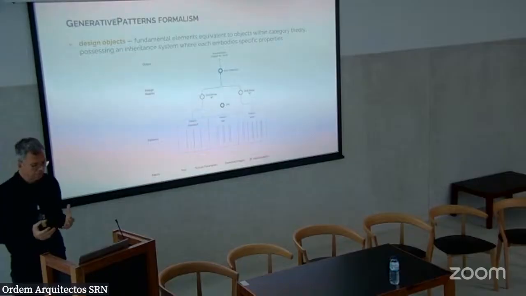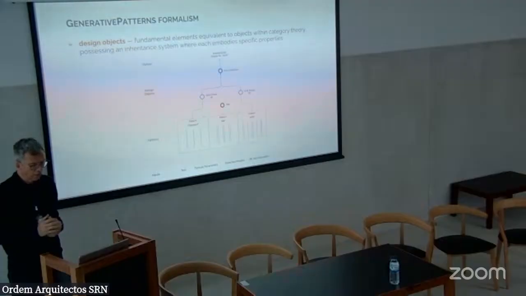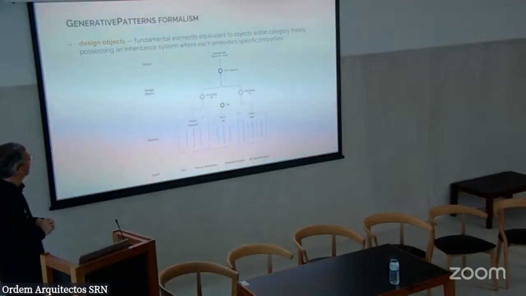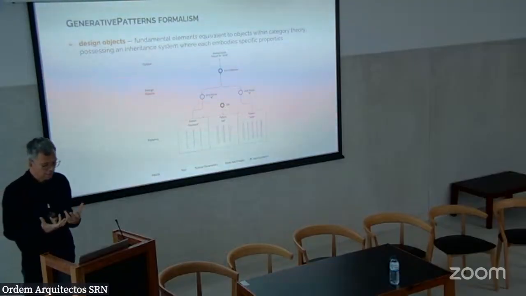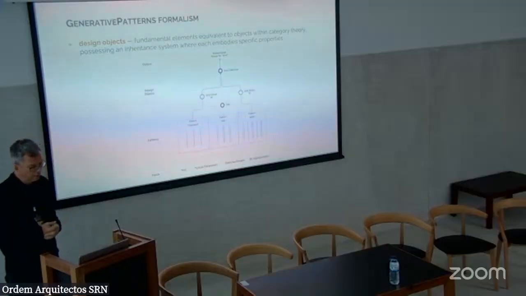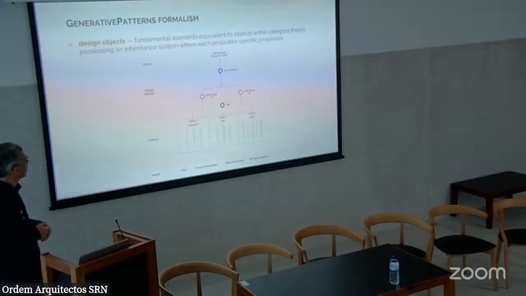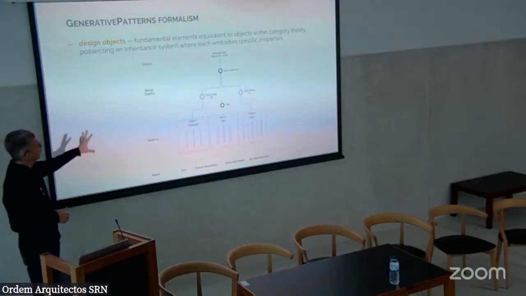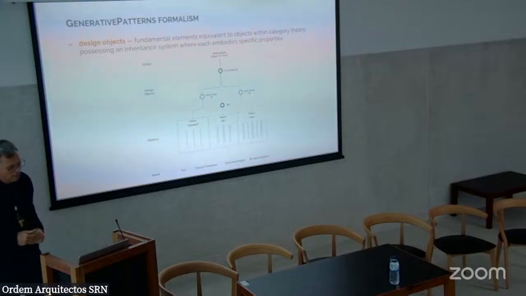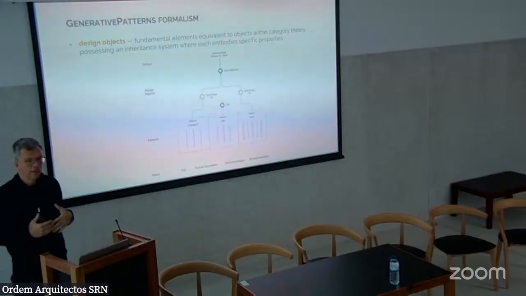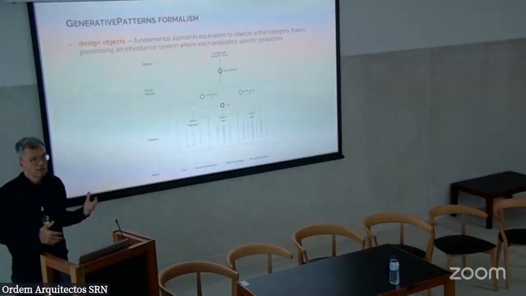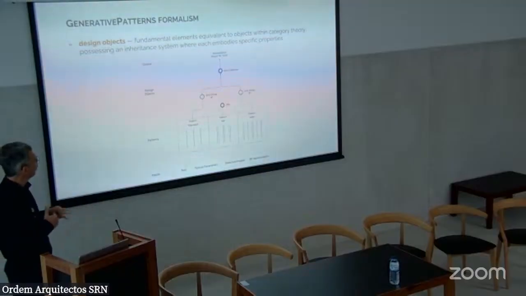this initial demonstration, we're calling it generative patterns. And so in terms of the design objects, basically these are the fundamental elements, of course, that are equivalent to the objects in category theory. And we do understand or adopt the inheritance systems of the classes, so where each embodies specific properties. So in a simple example for a grid, and I will demonstrate this later, but a grid collection could basically be made up of two sets of grid lines, potentially orthogonal to each other.